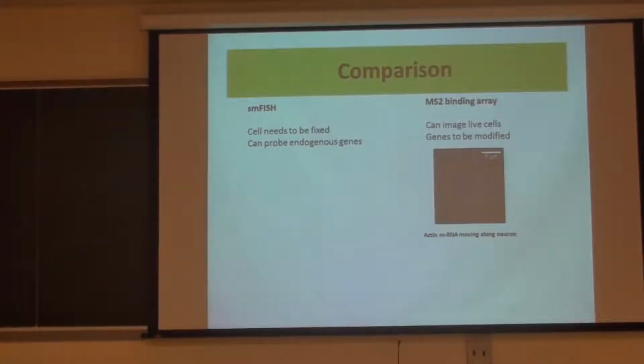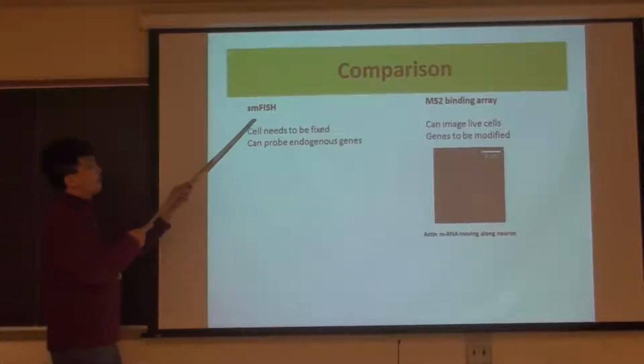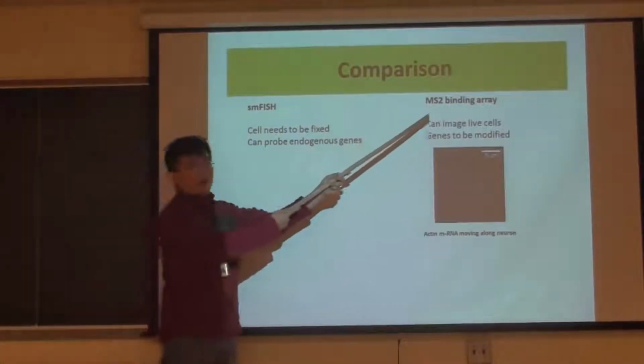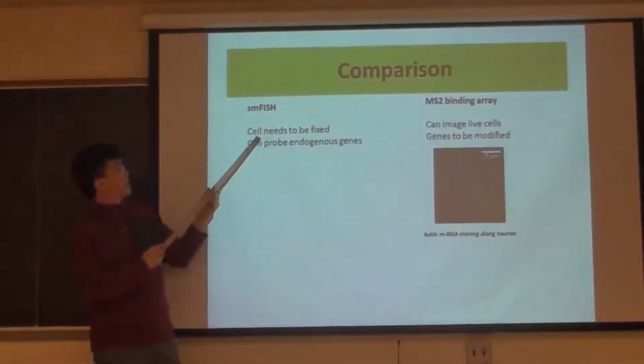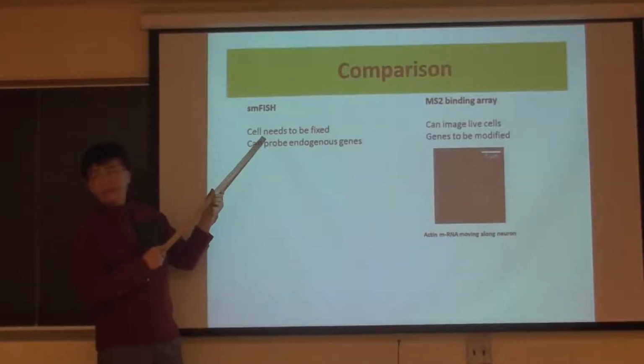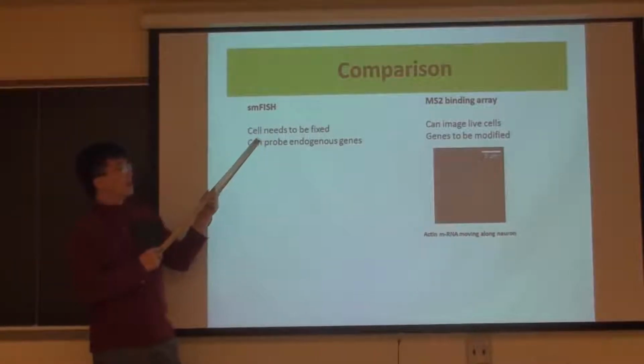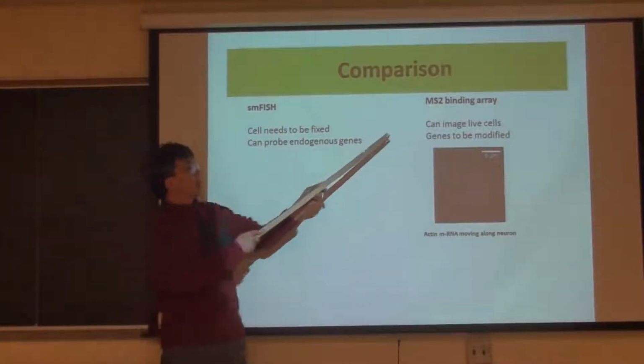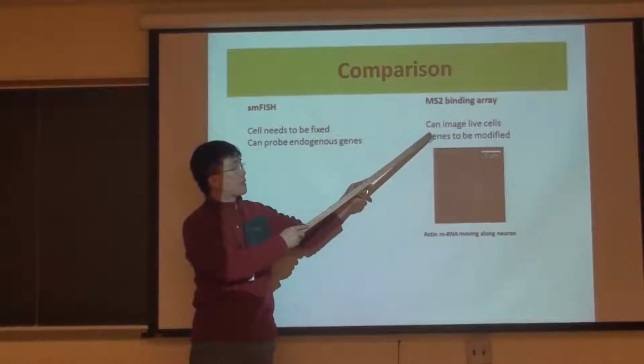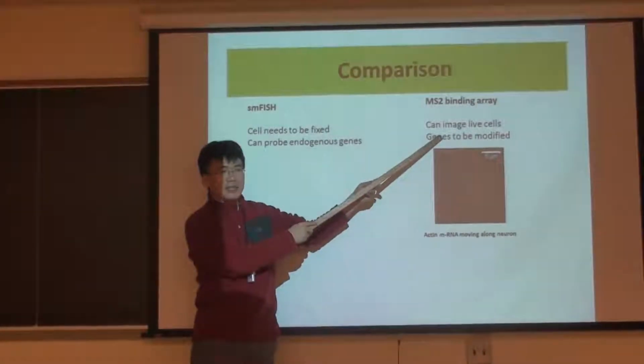Now, let me compare the two technologies, single molecule FISH and MS2 binding array. Here, the negative is that cells have to be fixed. You cannot measure things in live cells. So you can only take snapshots. You cannot take a movie. On the other hand, MS2 binding array is good because you can take movies, you can image in live cells.